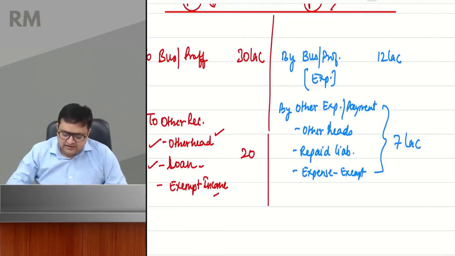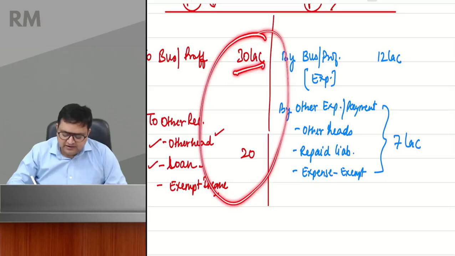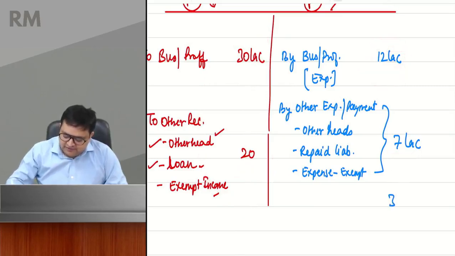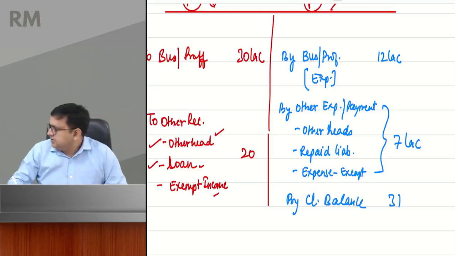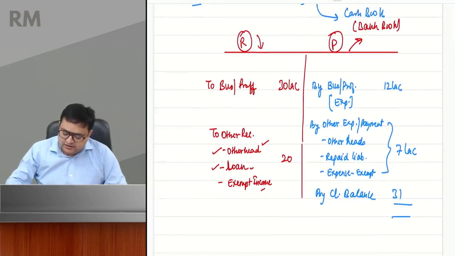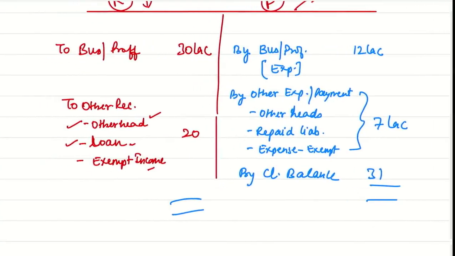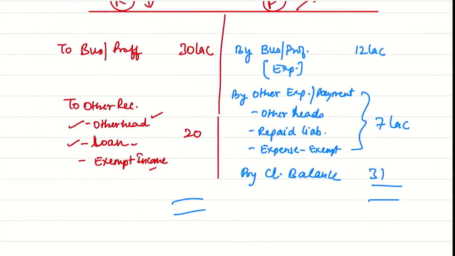And in this year, you have received 30 plus 20, 50. Out of this, you have made business expenses of 12, plus this 7, 19, and you are left with 31 lakh closing balance of cash. Correct? You're left with this amount. Tell me guys, if I ask you today that how much is your PGBP income, what will you tell me?